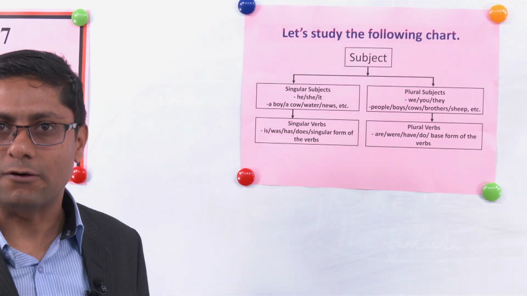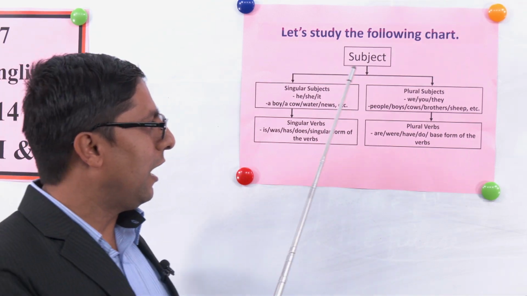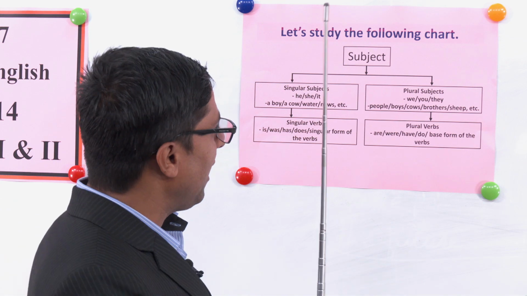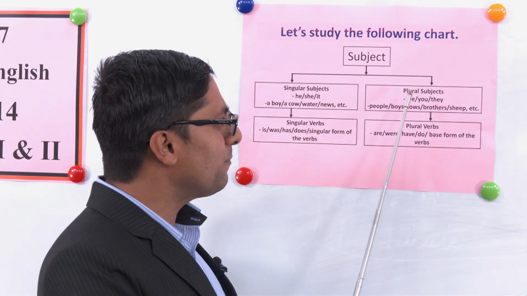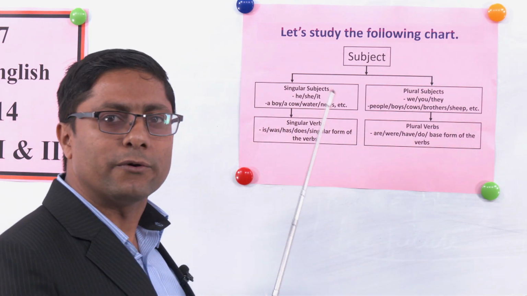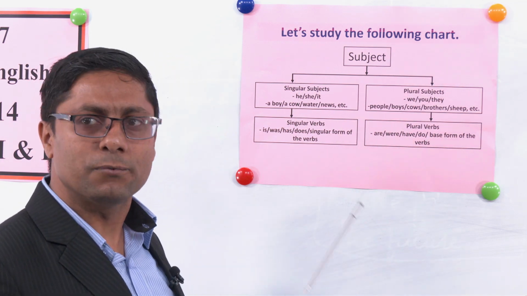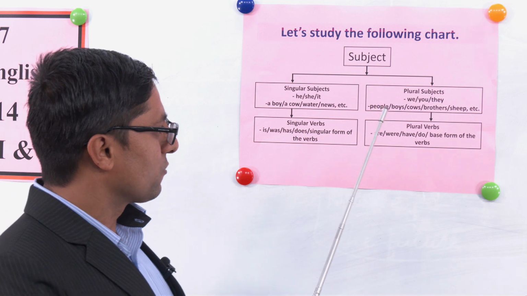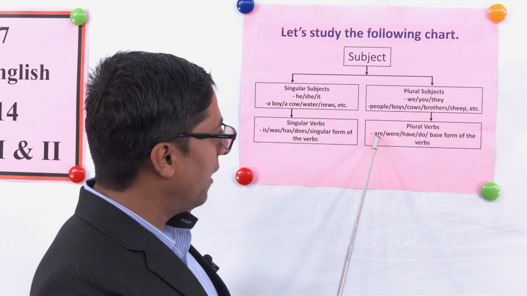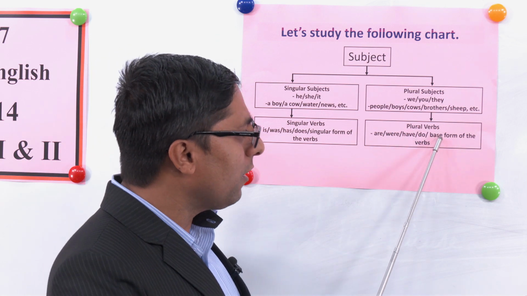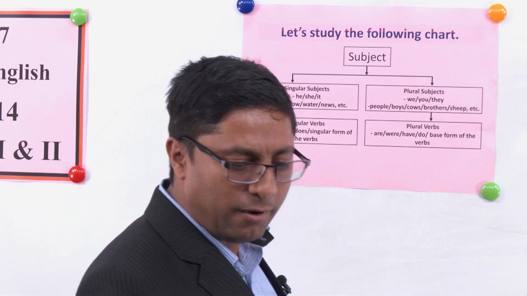They are plural nouns and they are plural subjects. Similarly, as I have already told you, if the subjects are plural, we use the plural form of the verb. Okay, plural form of the verb. So, here you can see are, were, have, do, or other base forms of the verbs.